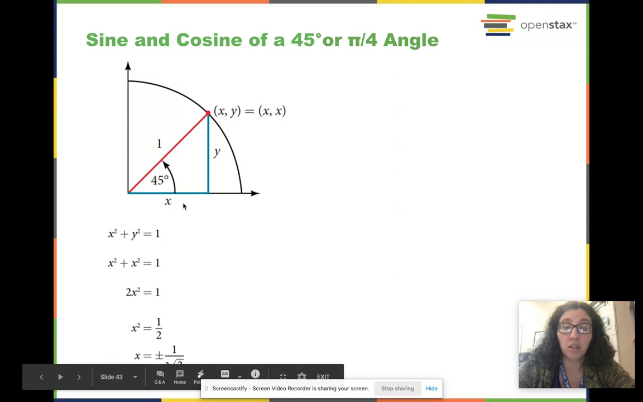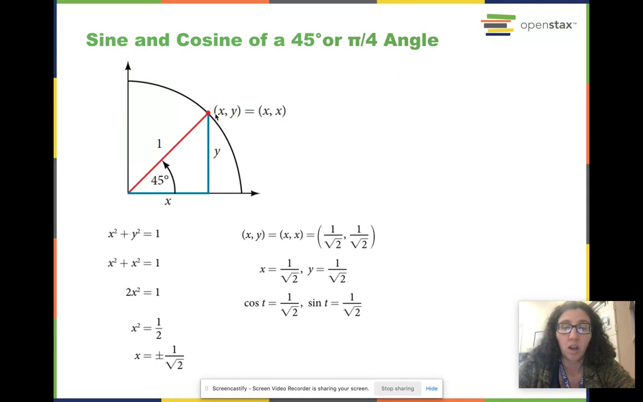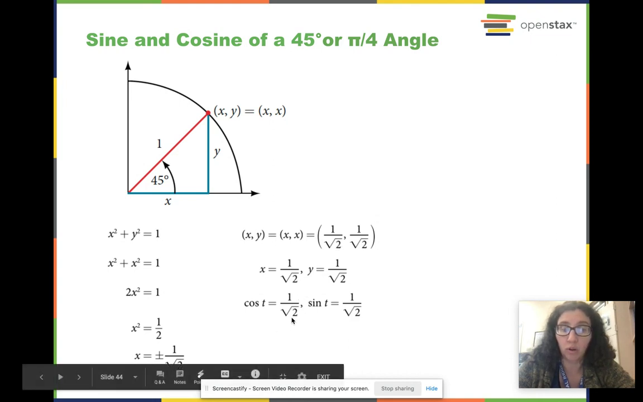Well, you tell me, are the x and y values positive or negative? Well, they're positive, right? This is in quadrant 1, along the positive x direction and the positive y direction. So we're going to take the positive. So cosine t is 1 over square root of 2, and sine t is 1 over square root of 2.